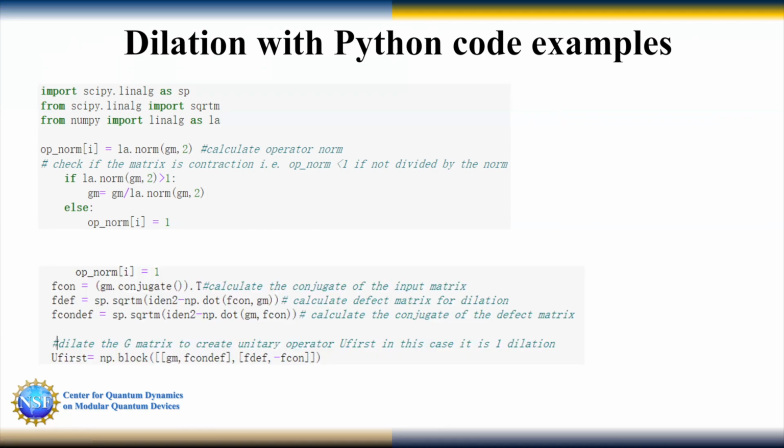After this, we first calculate the conjugate of our G matrix. And then we calculate the defect operator with this special function that can take the square root of a matrix. We also calculate the conjugate of that defect matrix. Finally, we use this np.block command to combine these 4 blocks into 1 matrix, which is our unitary U of G prime.